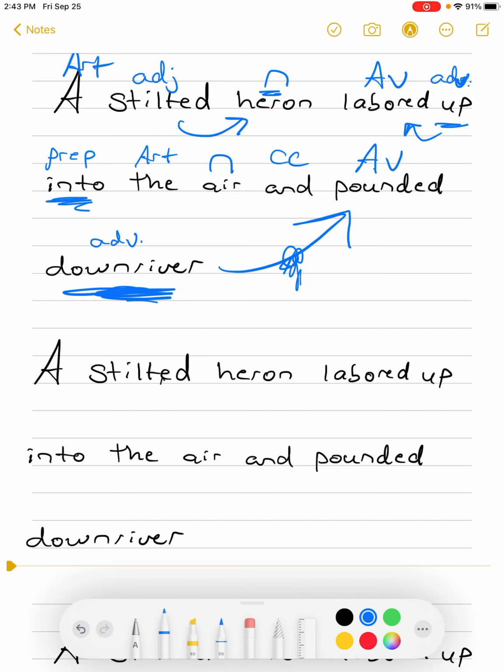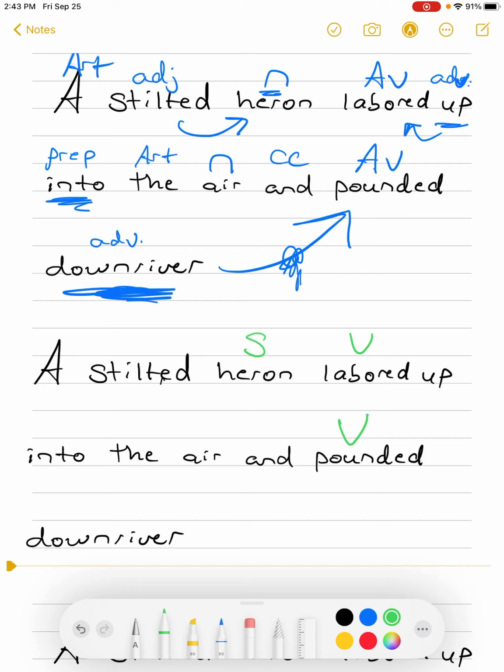All right, let's go to Tuesday's DGP. Parts of the sentence. Let's look for subjects and verbs. Now remember, subjects can be nouns or pronouns. They can't be in any phrases or anything like that. So I need to find a noun that's not in a phrase. Let's see what we got. A stilted heron. So heron is going to be my subject. What did the heron do? It labored and it pounded.